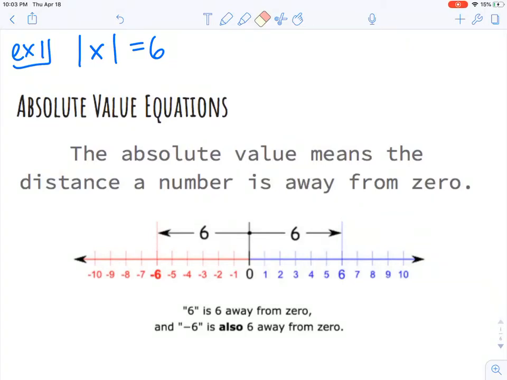This video is to introduce how to solve absolute value equations. Considering the first example, we're looking for when the absolute value of x is equal to 6.